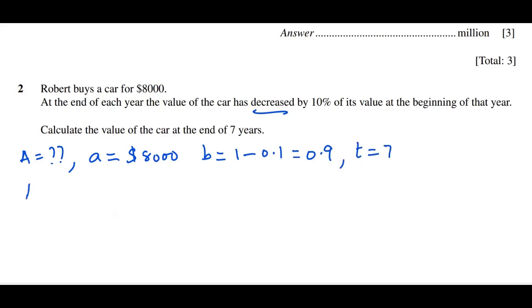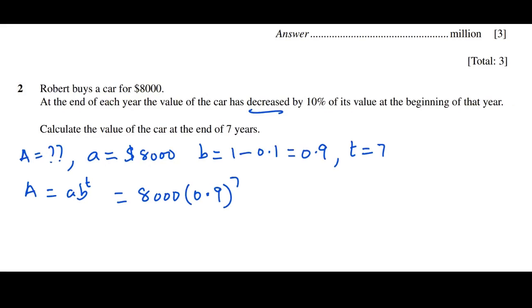So if we use this to model it, if we have A, B raised to power T, that is going to give us 8,000 times 0.9 raised to power 7. This will give us 3826.3752.